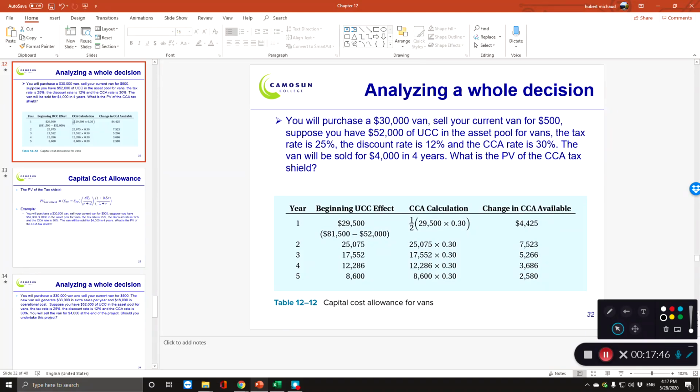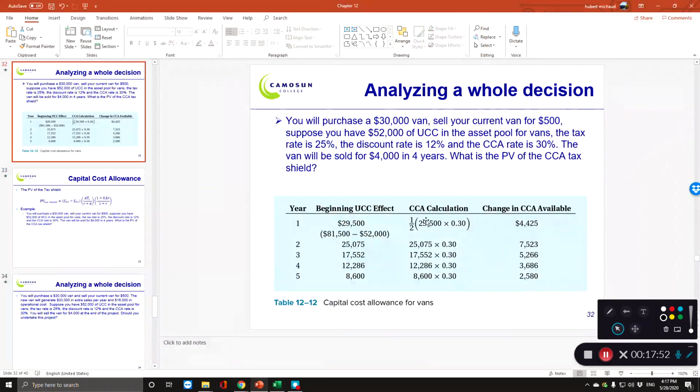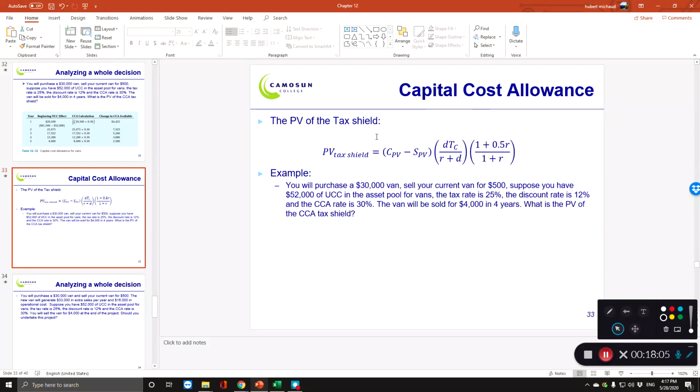Okay. It's going to give you a slightly different answer than mine that I got here if you use this equation, because when I did this here, I actually forgot to sell the asset in 4 years, so I shouldn't have used the 5 years, so I did it a little bit wrong. But basically the idea is we will always use this equation to find the PV of the tax shield, and it's a lot easier.